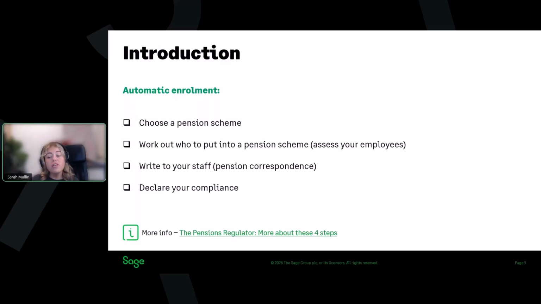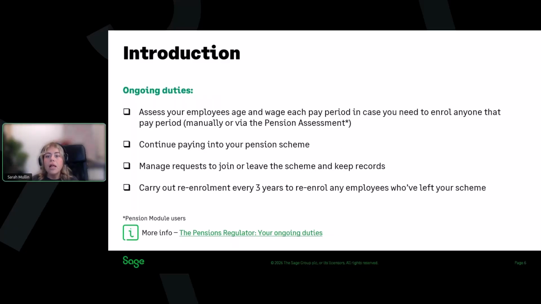But just a quick note, your duties don't actually end once those 4 steps are complete. There are some ongoing responsibilities as well that you'll need to stay on top of as an employer. To remain compliant, you'll need to assess your employees regularly. You want to assess your employees' age and their earnings every time you run a payroll. Now, this is going to help you identify any changes that might mean an employee now qualifies for automatic enrolment. So, say a pay rise, for example.